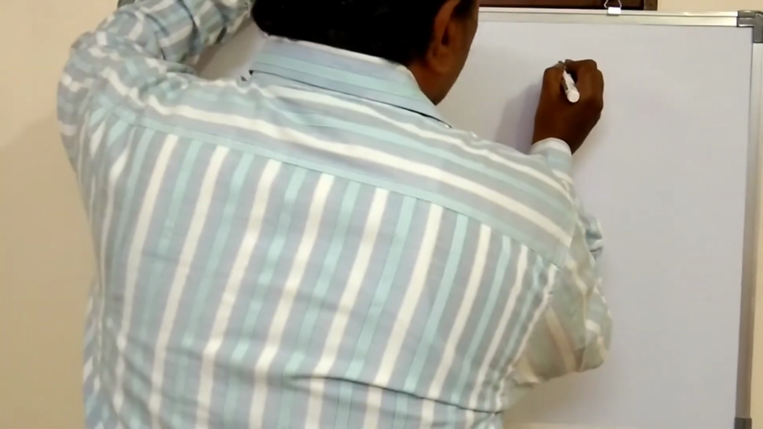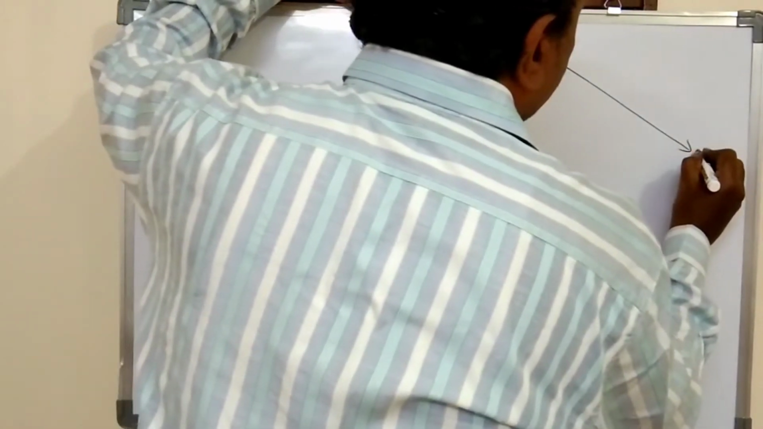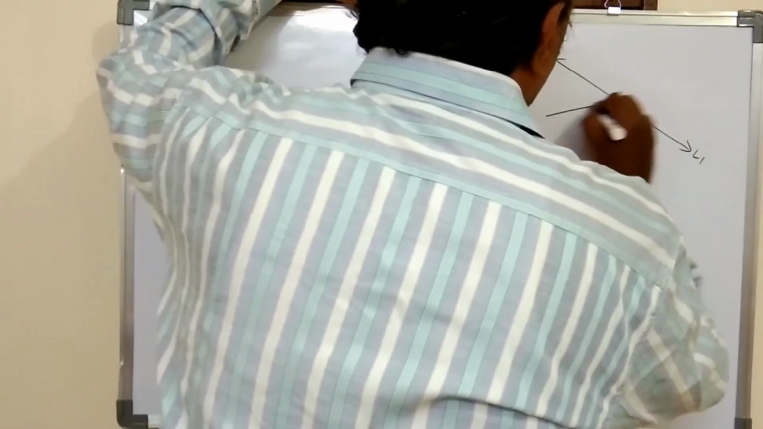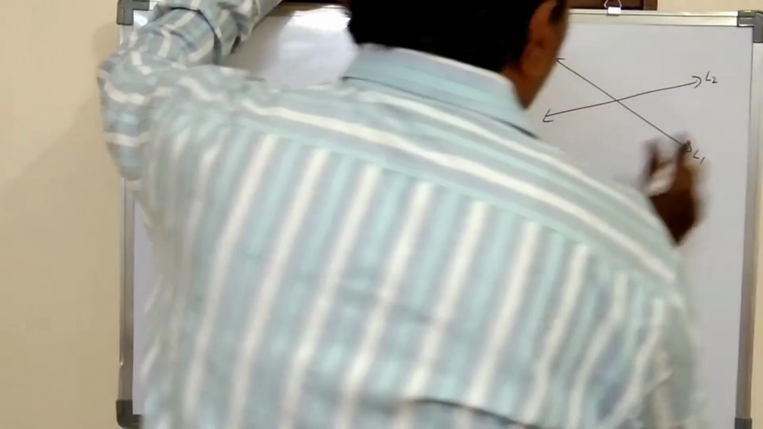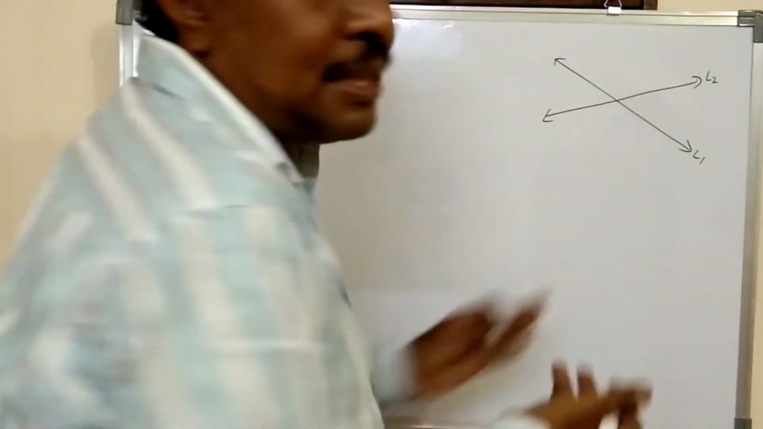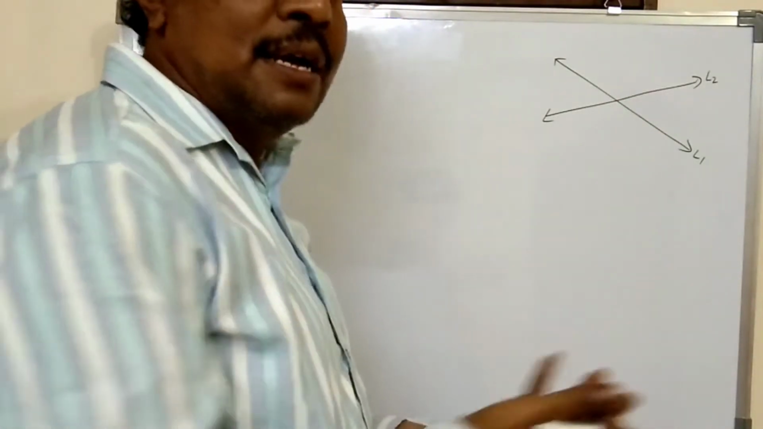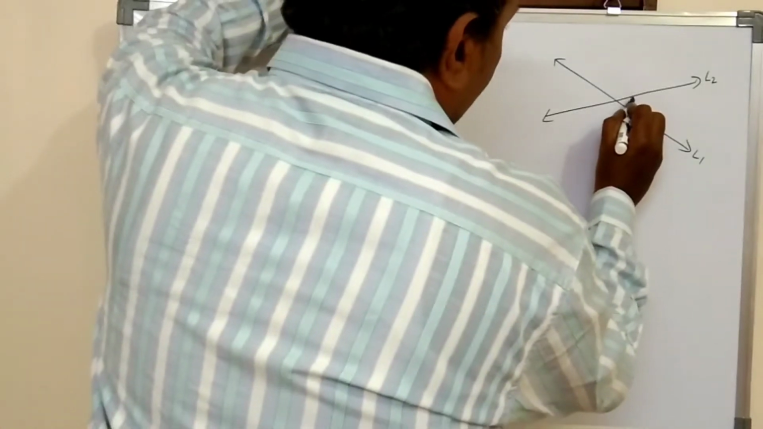Here you can see two lines. This is line L1 and this is another line L2. You can observe that they are not perpendicular to each other. If they are perpendicular to each other, the angle between them will be 90 degrees. That you can easily recognize. But here it possesses certain angles.